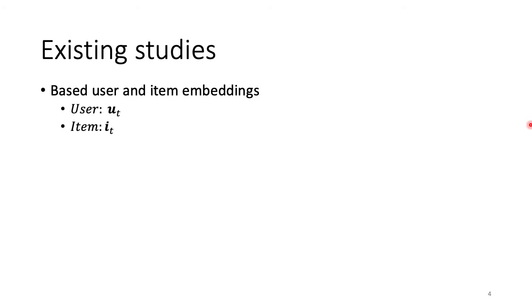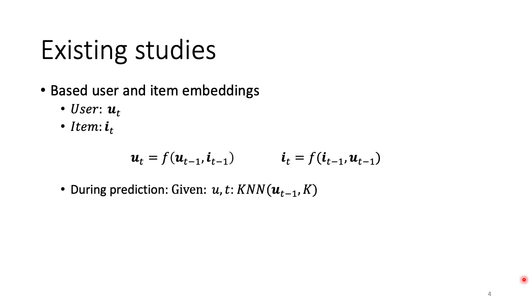There are existing studies addressing the same problem. In this slide, we will briefly look at one family of closely related algorithms. These algorithms rely on learning dynamic embeddings for users and items at every interaction. That is, when user u and item i interact at time t, they generate the embedding vectors u sub t and i sub t. The embedding of u at time t is learned using first its own embedding at time t minus 1, which is this one, and second the item embedding at time t minus 1 as well, this one. The same is true for the item embedding. Then during prediction, given a user and timestamp, the item whose embedding is close to the user embedding at time t minus 1 is predicted using k-nearest neighbors algorithm.